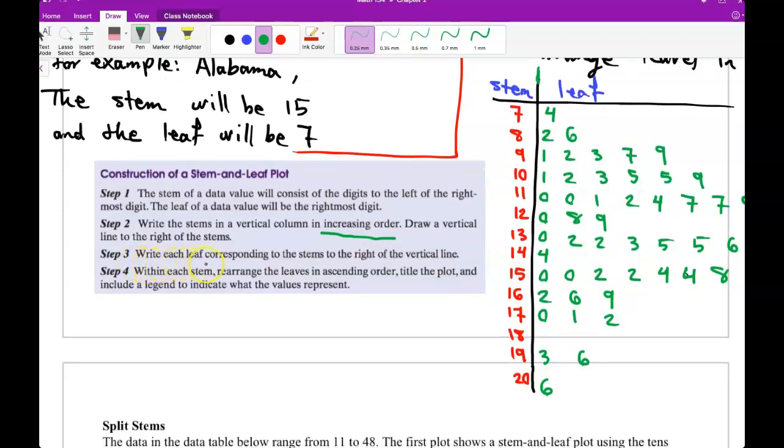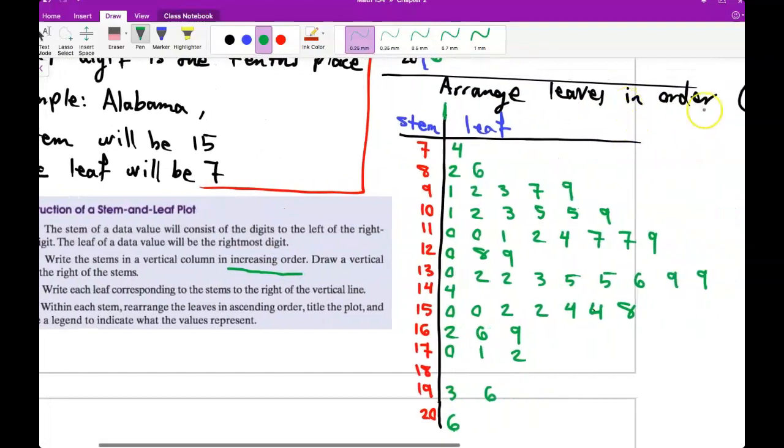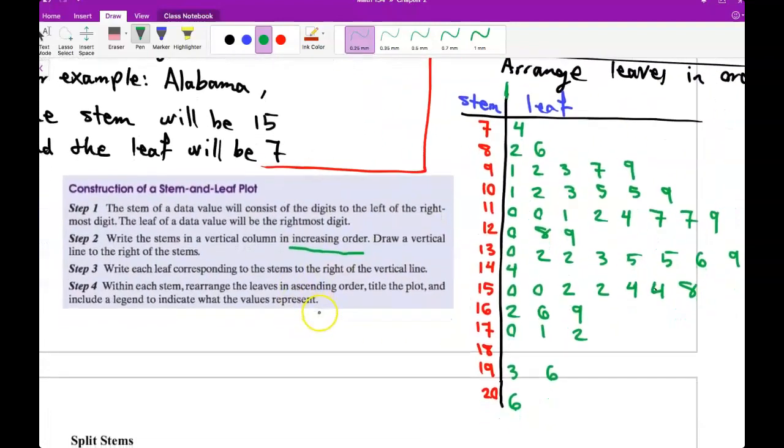Step 3, write each leaf corresponding to the stems to the right of the vertical line. So we did that part. Step 4, within each stem, rearrange the leaves in ascending order. So we arranged that in ascending order.